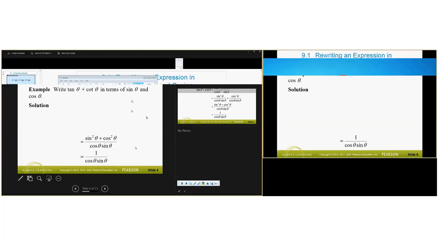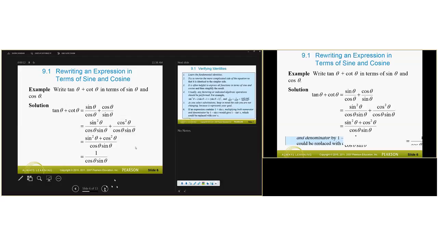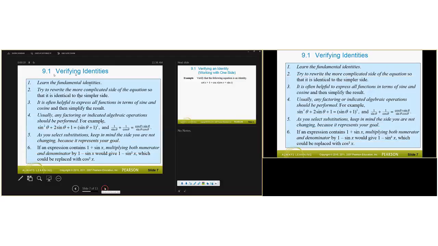Look at there. This is a miracle. Manipulation and rewriting. Manipulation and rewriting. And that's how you learn these things. This is where we verify. This is where you take one side and make it look like the other side, or the right side and make it look like the left side.